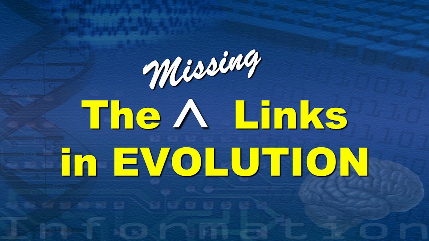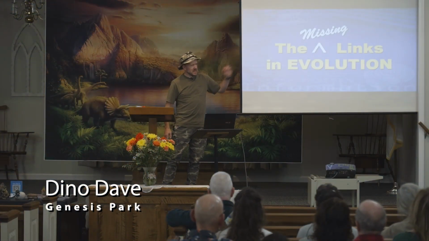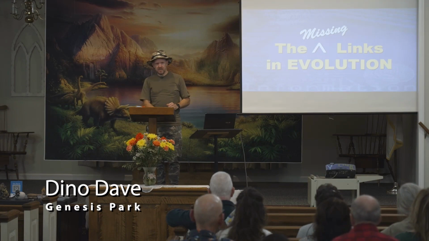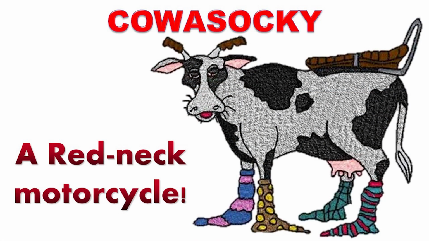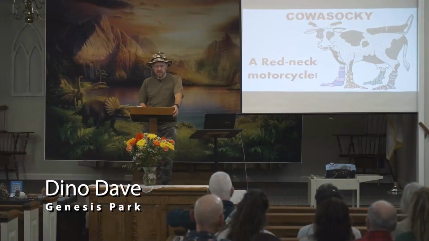And sometimes when people think of this idea of missing links, they get the idea of some kind of a wacky half-and-half sort of creature, kind of like this Kawasaki here, a redneck motorcycle. But really what I'm talking about is the missing links in the logic: challenges to evolutionary theory, difficulties, problems that make the theory not hang together.